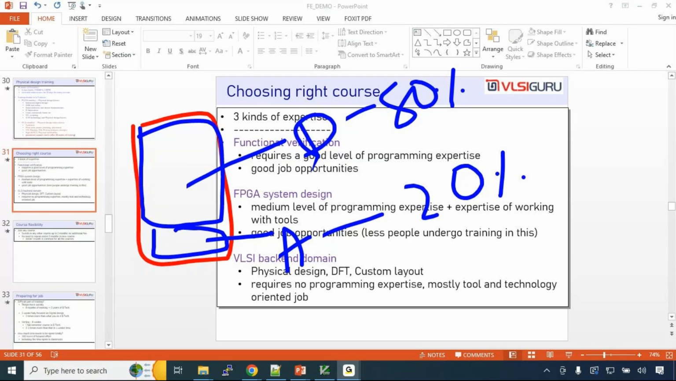Now, if you ask me, no, I want to go into analog domain, you have to follow a different path. There are no analog training institutes in Bangalore. Companies don't hire. Very limited companies work in analog, like Texas Instruments, National Instruments, Advanced Micro Devices. There are hardly 4-5 companies, or 10 companies. Those companies mostly hire from the top colleges. So even if you undergo training, your chance of getting a job in analog is less.